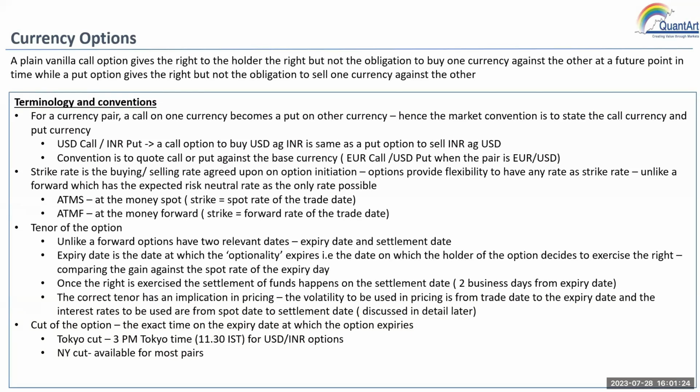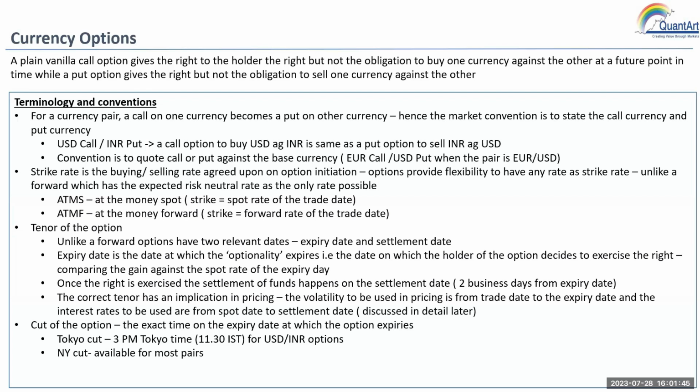Now, options are of two types. One is a call option and the other is a put option. And most of you will know that, right? A call option, in this context, is a right to buy dollars. If you buy a call option, you have a right to buy dollars. If you buy a put option, you have a right to sell dollars, right? This is very basic.